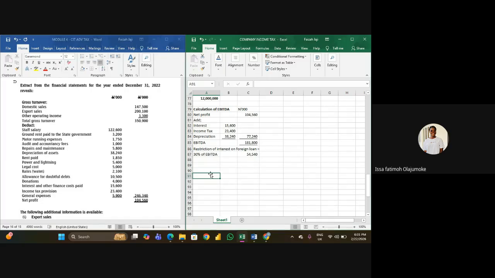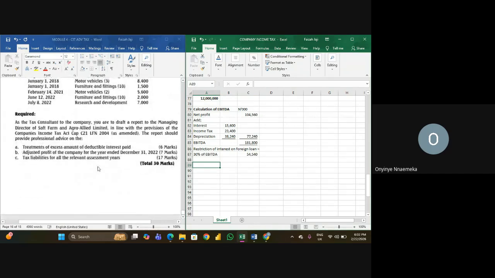54 million. So do we restrict the interest? No, ma. No, we allow everything since it's still within the restricted figure. Do we get it? Please come again. Because this 30% of EBITDA is 54 million, 540,000, it is higher than the actual interest of 12 million. So we allow all the 12 million since it is not above the restricted amount. Okay. Thank you.